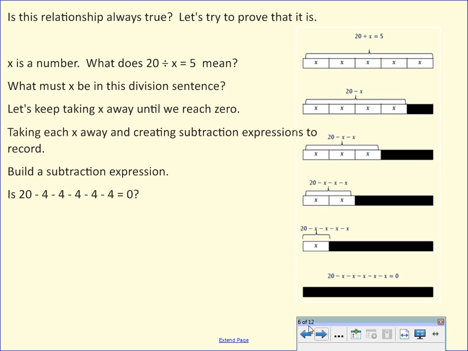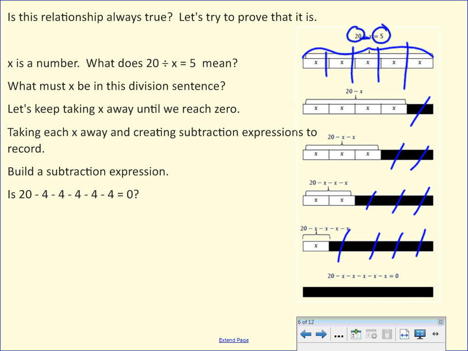What does that mean? Well, here's my whole value of 20. And I'm going to divide it into groups of x. I know that I need 5 groups because they already told me that. So I divided it into 5 groups. Each group is considered x. If I keep taking them away, 1, 2, 3, 4, 5. If I take away 5 groups, that was my quotient 5. So it will work no matter what set of numbers that we use.